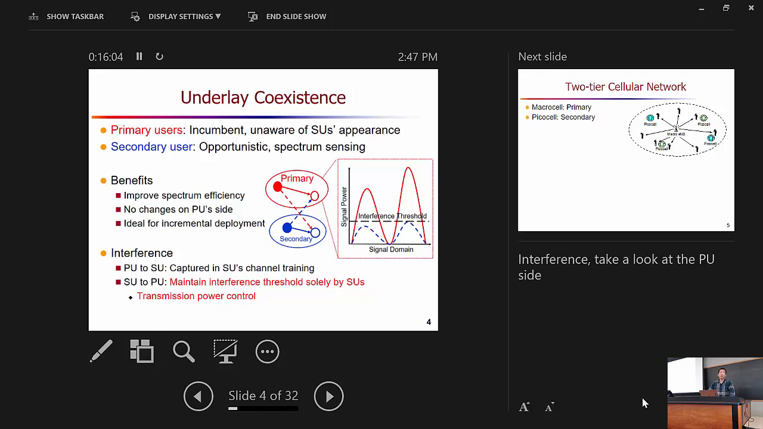Yes, there is a controller among the secondary users, and they will know their transmission powers, but they will not notify the primary user.